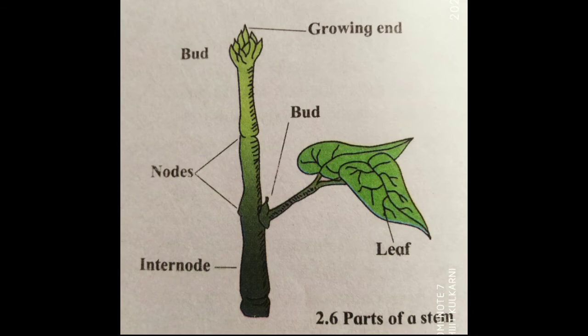The part of the stem between two nodes is called internode. The tip or the apical end of the stem is called a bud. Observe a branch of any plant and identify its different parts as per this picture.